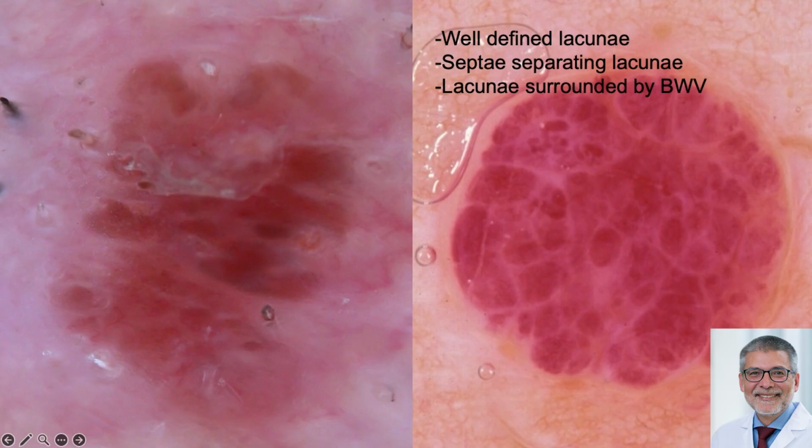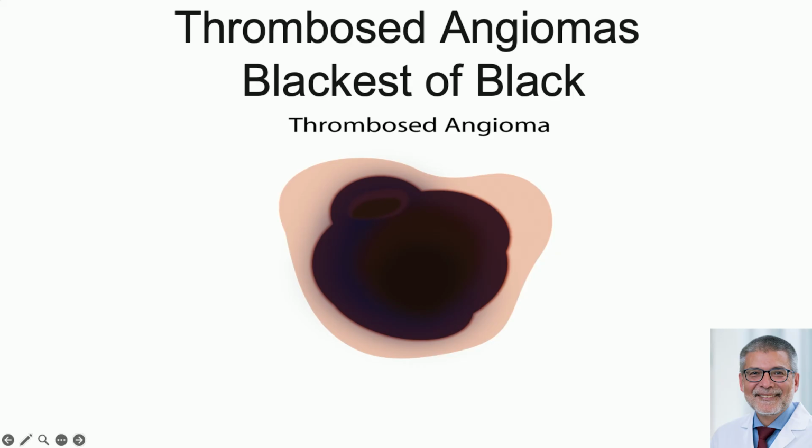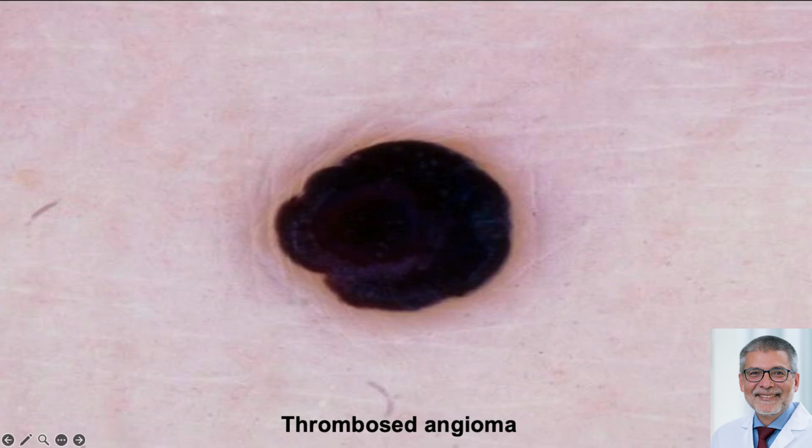And in this case, this was a melanotic melanoma. If it gets thrombosed, then it'll be black in color, and the blackest of black is thrombosed blood, so that'll be what they appear.